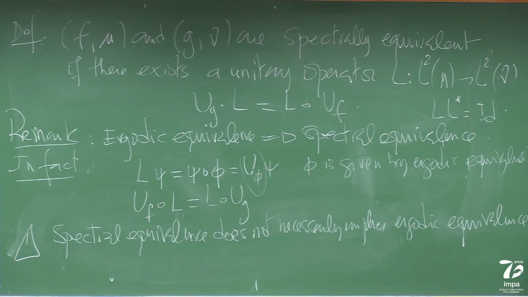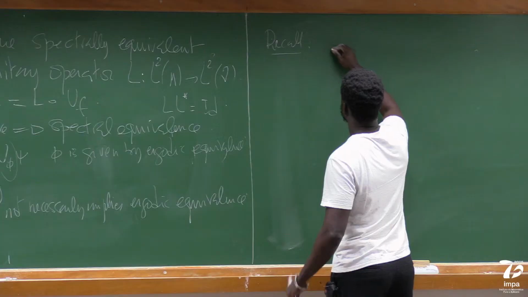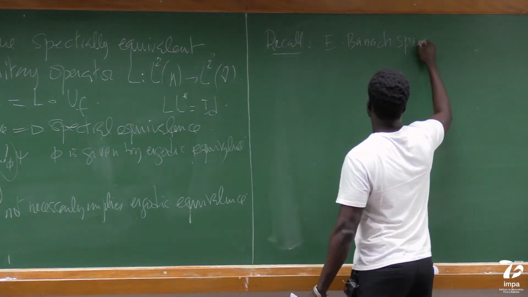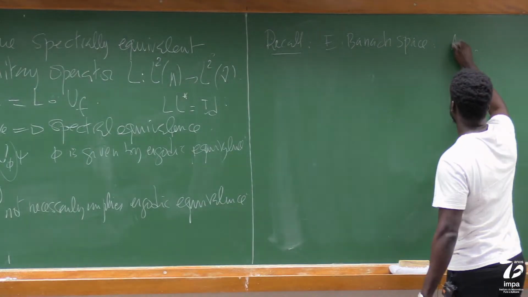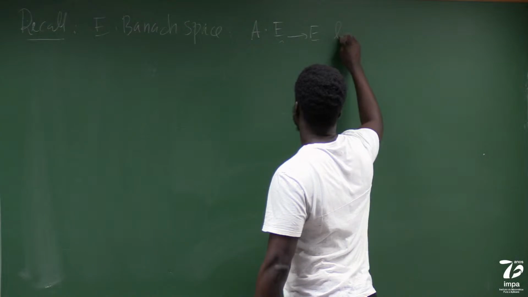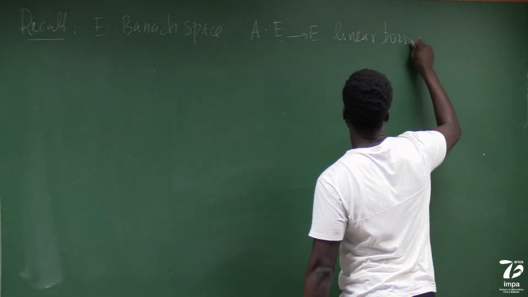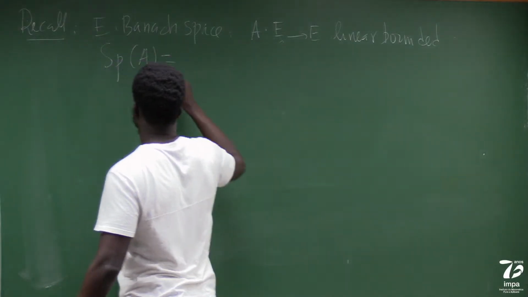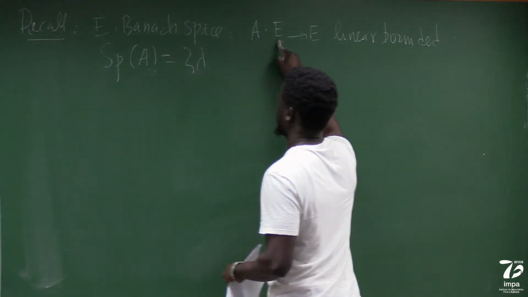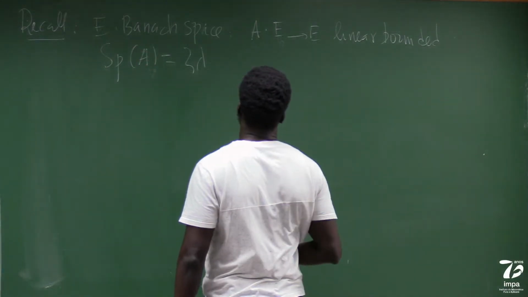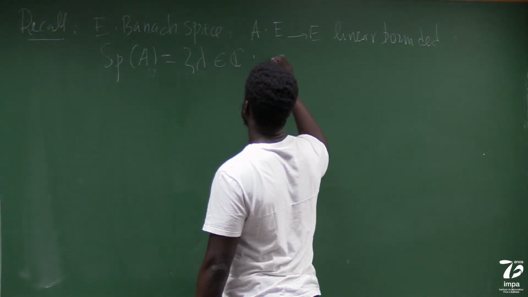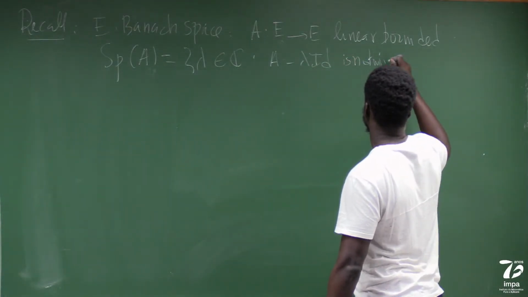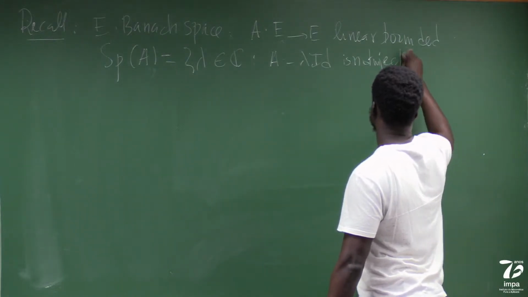So let me recall that if you have a Banach space E, a complex Banach space, and a linear and bounded operator A, you can define the spectrum of A. So this is over the complex numbers, okay? The spectrum consists of the lambda such that A minus lambda identity is not injective. So this defines the spectrum of A.